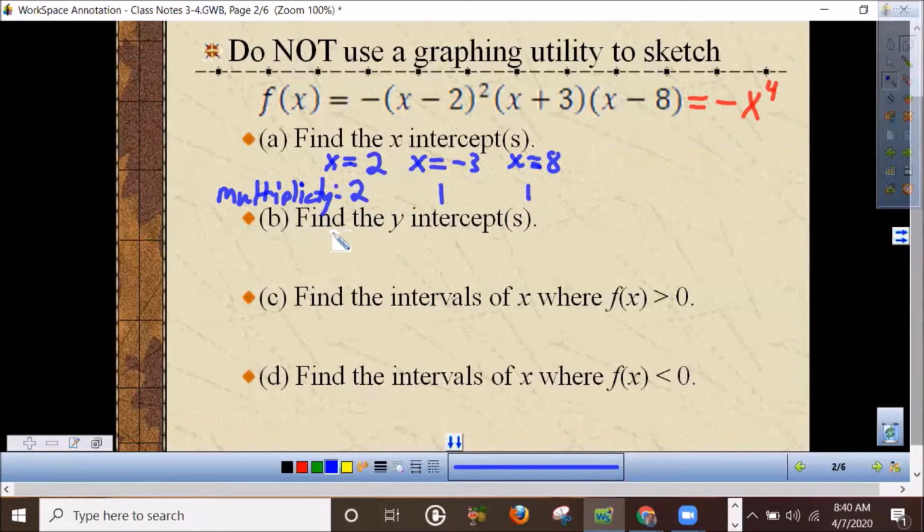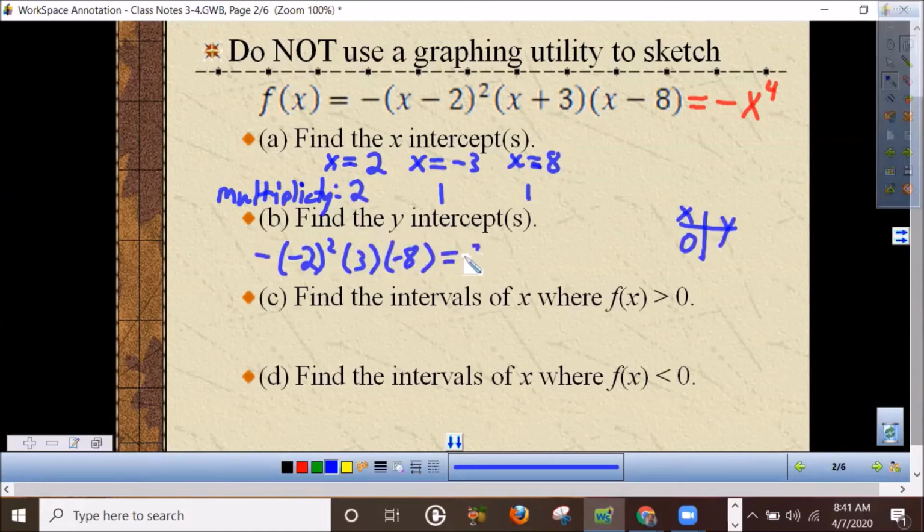Next, let's find the y-intercepts. The y-intercept is the value we will get when we plug in x equals 0 into our function. If we plug in 0 for x, we get negative quantity -2 squared times positive 3 times -8. Multiplying all that out, we do get a value of 96. So our y-intercept is 96.